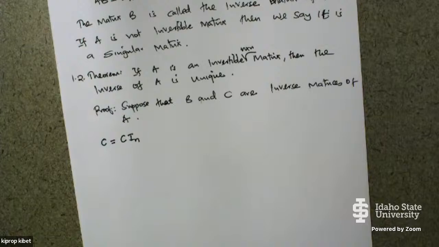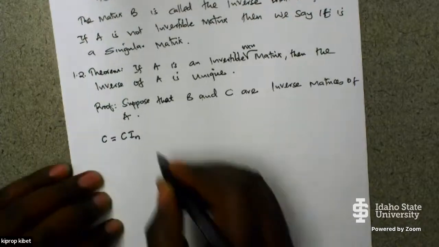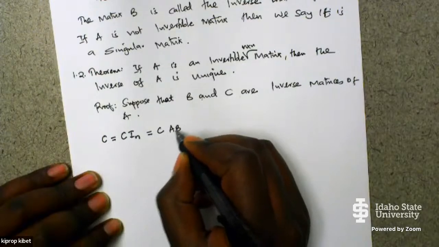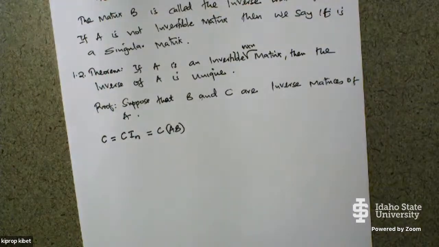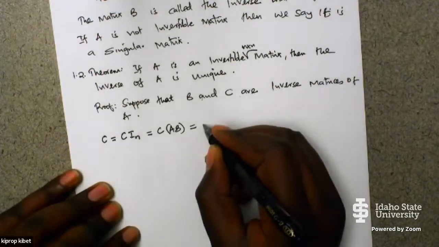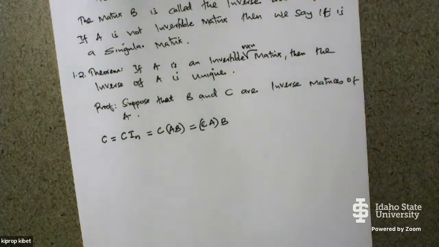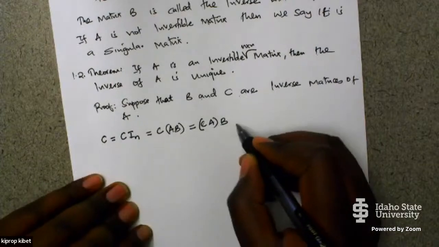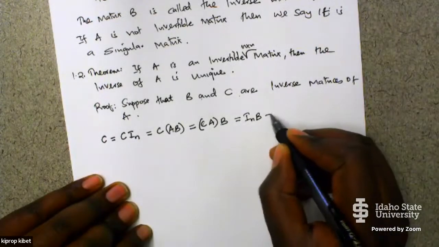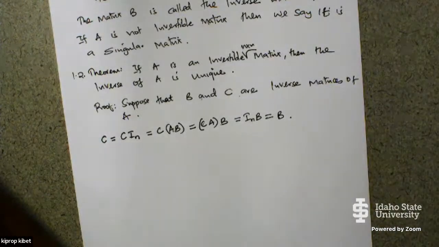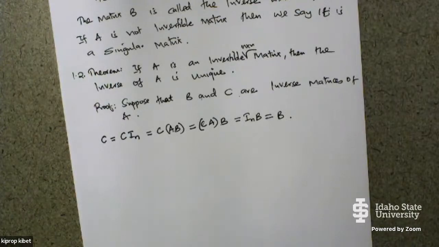And you know that the identity I_n is the same as AB, since B is the inverse of A. So C times I_n is the same as C multiplied by AB, which is the same as CA multiplied by B. And CA is also the identity, since C is an inverse of A. So therefore, CA multiplied by B is the same as I_n B, which is B. So it shows that the inverse of the matrix is unique.